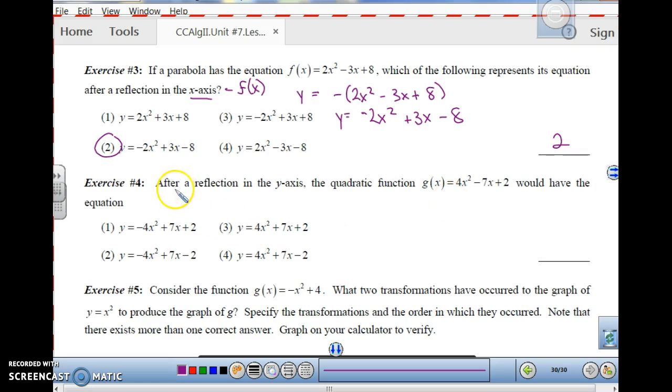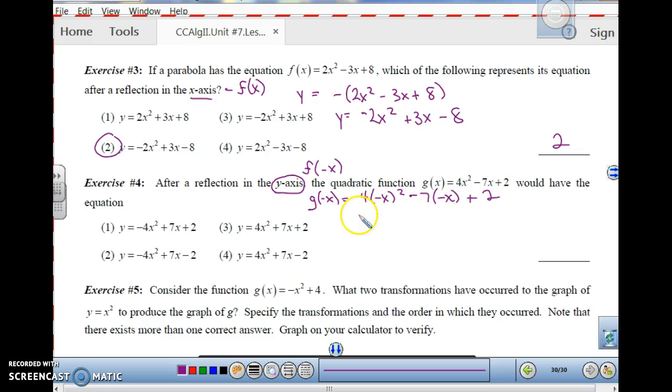Okay. After reflection in the y-axis, the quadratic function g of x equals 4x squared minus 7x plus 2 would have the equation what? All right, if we're reflecting in the y-axis, we negate the x. So this is going to be g of negative x. So I take this function and I put in negative x into each one. So g of negative x will be 4 times negative x squared minus 7 times negative x plus 2.